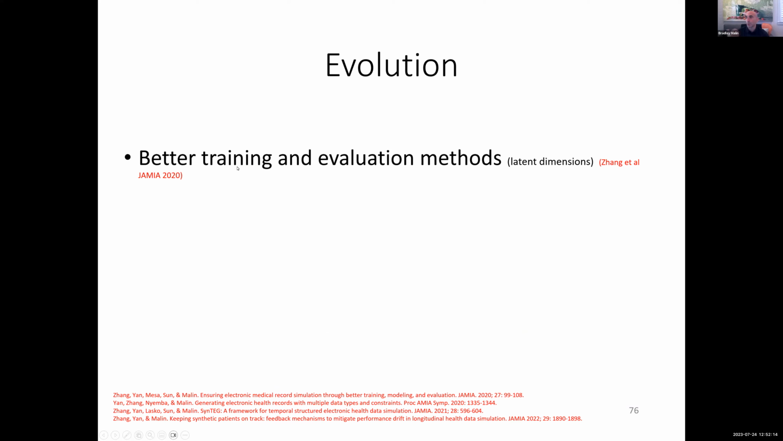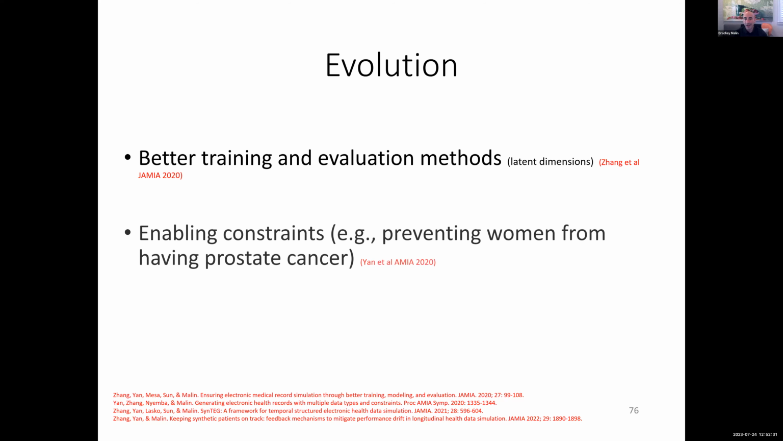The way in which these systems were originally evaluated was that they looked at first order distributions: do you have the right distribution of diagnosis codes in your system? And we took this out into latent dimensions so that you're doing things like principal components analysis and independent component analysis to understand the topology of the space.